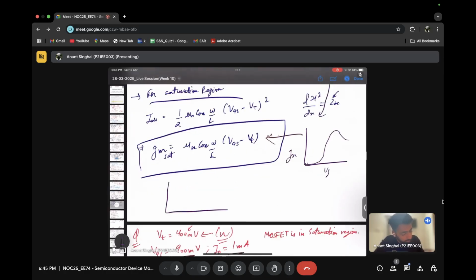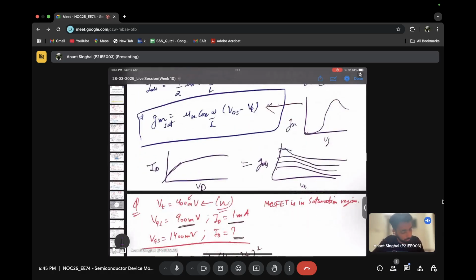Similarly, we have ID-VD, if you remember, which looks something like this. And the differentiation of this is gds, which is the output conductance, which looks something like this. For different gate voltage, it will look something like this. Not a very good drawing, but I hope you understand now that it will increase by the slope and then it will saturate.